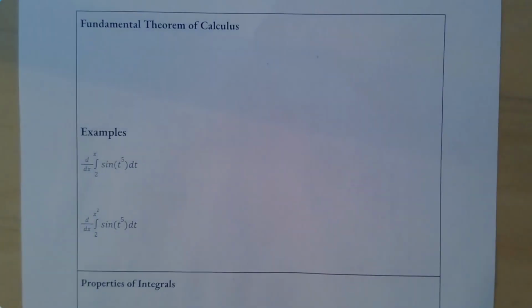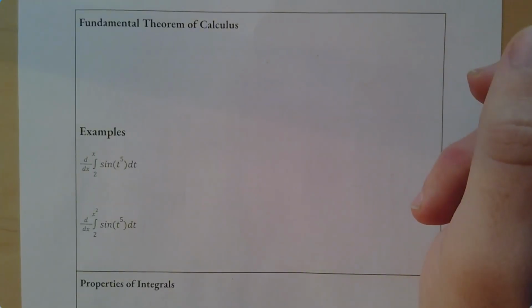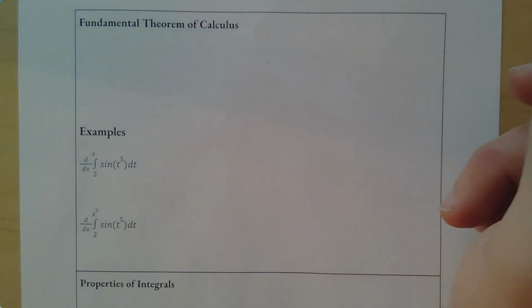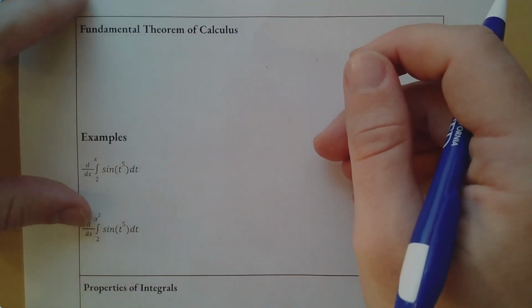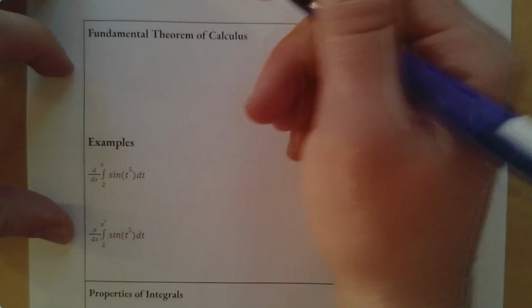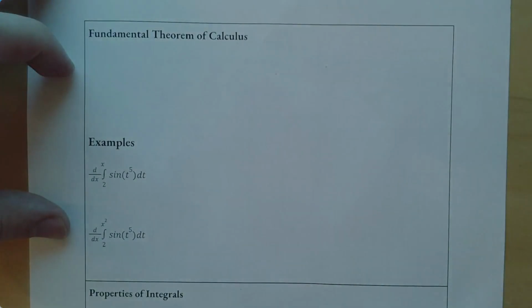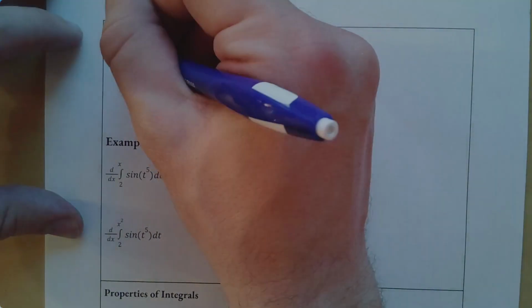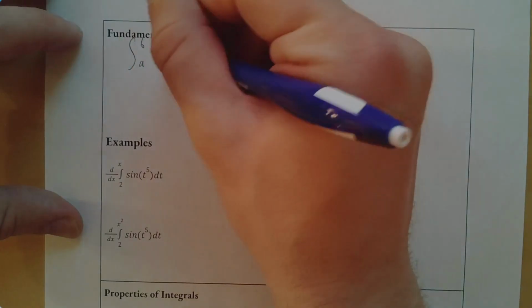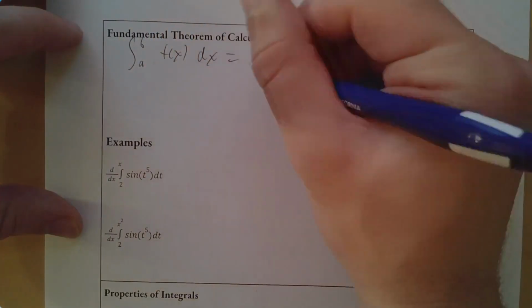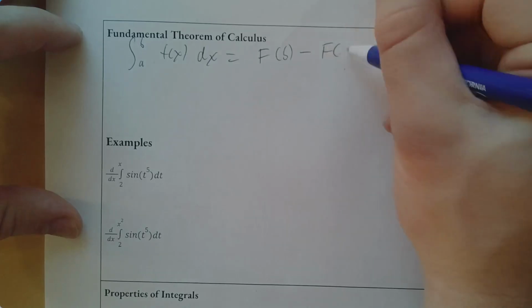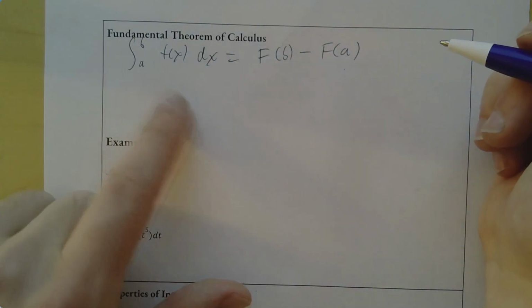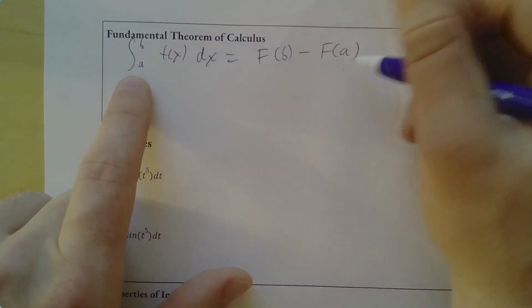Fundamental theorem of calculus. There are multiple parts to it, and honestly, this is terrible for me to say, but I've kind of forgotten which one is part one and part two, but it doesn't really matter. The big one, I think this is part two, is that the integral from a to b of some f of x dx is equal to big F of b minus big F of a. So basically, take the antiderivative, plug in the b, minus plug in the a, boom.